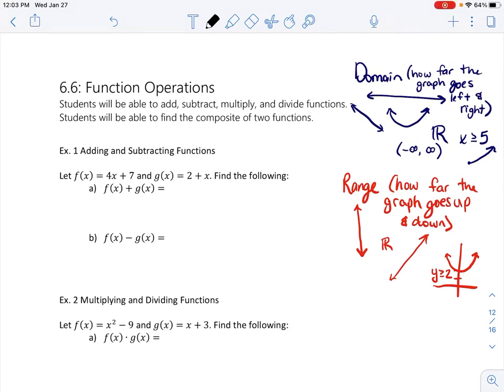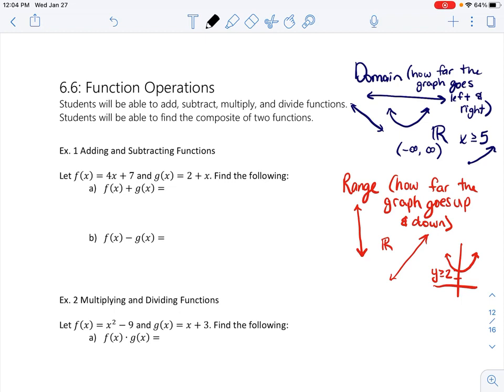Hello, today we are covering 6.6 function operations. You guys will be able to add, subtract, multiply, and divide functions, and will be able to find the composite of two functions. So we start by adding and subtracting functions.